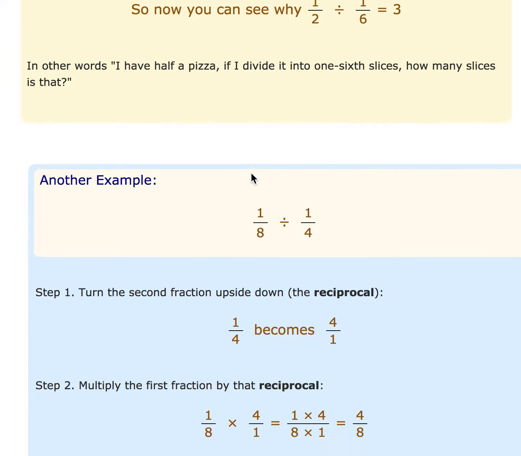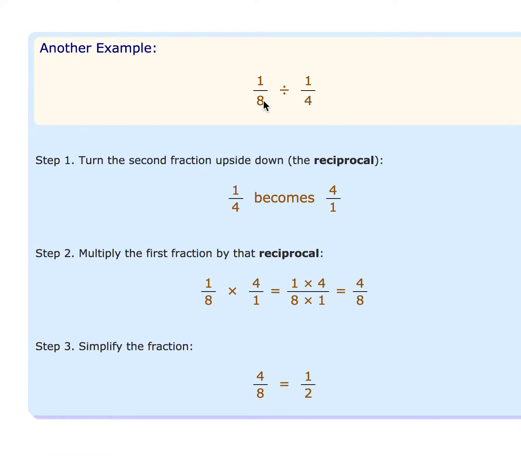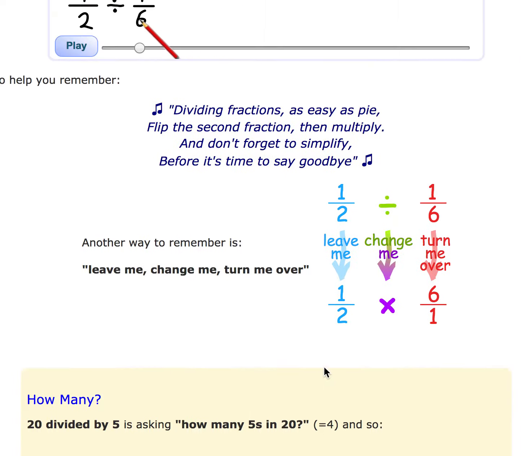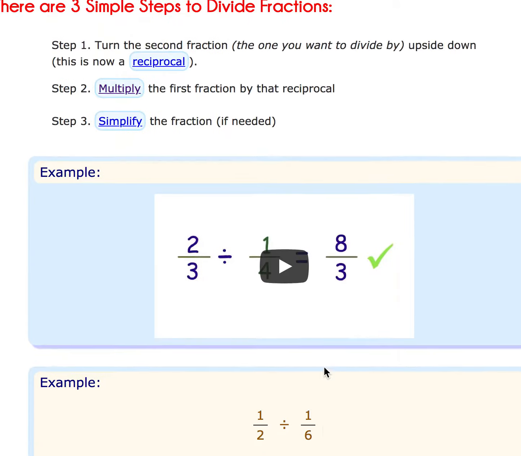Okay. Here's one more example. An eighth divided by a quarter. Flip the quarter over, so it becomes 4 over 1. Then you've got an eighth times 4 over 1. 1 times 4 is 4. 8 times 1 is 8. 4/8, which simplifies down to 1/2. Okay, so flip it over and do it like it's multiplication.